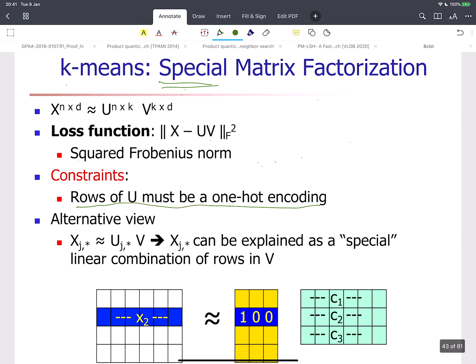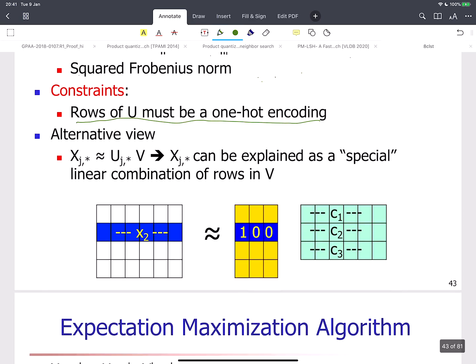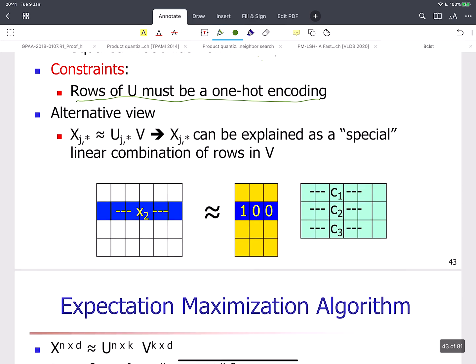So one-hot encoding, we talked about this in the preparation for the clustering. For categorical values, if there are, let's say, 4 different colors, we use a 4-bit bitmap for each and every value, and you set the corresponding bit to be 1. So only one bit is set, and every other bit is 0. So this U, the one-hot encoding, essentially says which cluster you belong to.